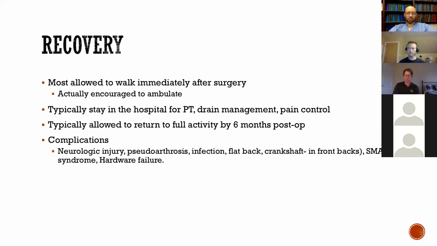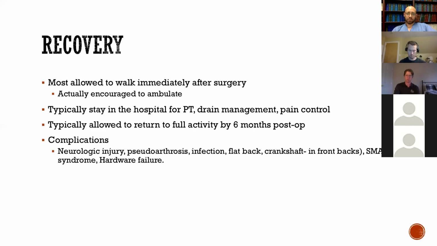Complications that you can have from the surgery are neurologic injury, as we mentioned before. You're working in and around the spinal cord and spinal roots. Pseudoarthrosis, which is a lack of fusion, where you get a kind of false joint. You can get infection. You can get a flat back. Basically, if there's not enough kyphosis built into your construct, you'll be a little bit too flat.